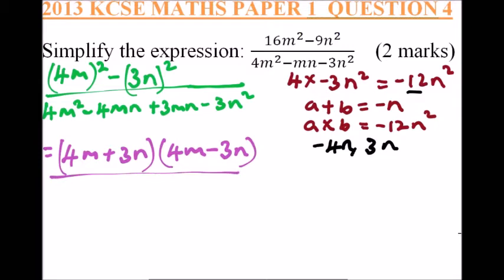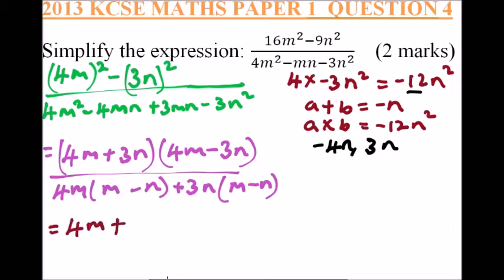Now we factor out what is common here. We have 4m common, we are left with m minus n, and we factor out 3n, and we will be left with m minus n.